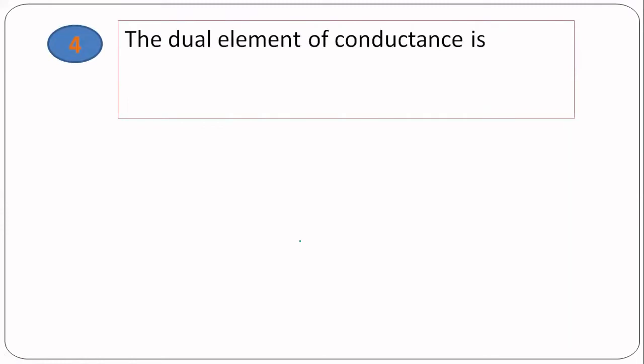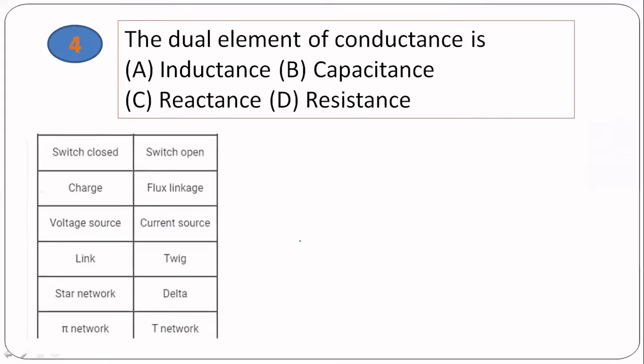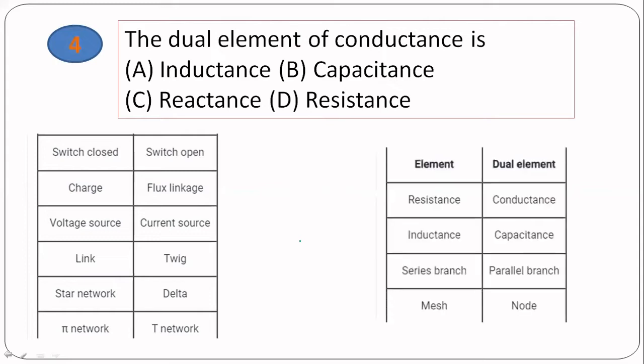This is about the dual element of conductance. Whether it is inductance, capacitance, reactance, or resistance. Again, when we say the concept of duality in electric circuits, it can be with respect to the circuit elements, or it can be with respect to the circuit type and time. Okay, so now we shall look into this concept first.